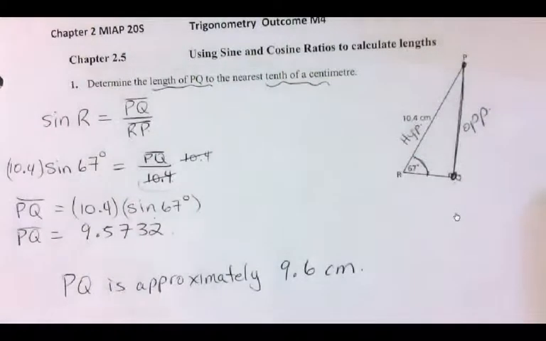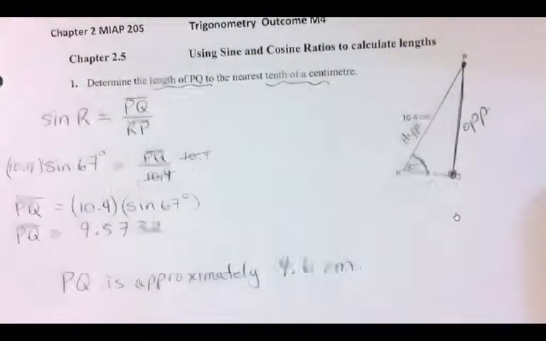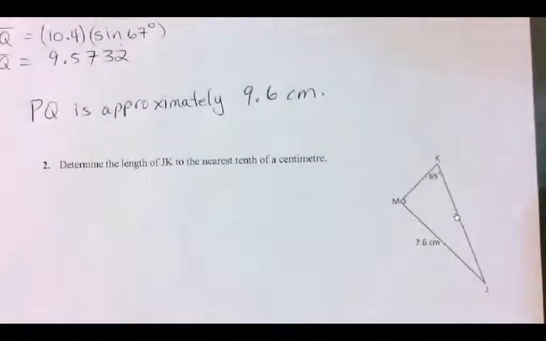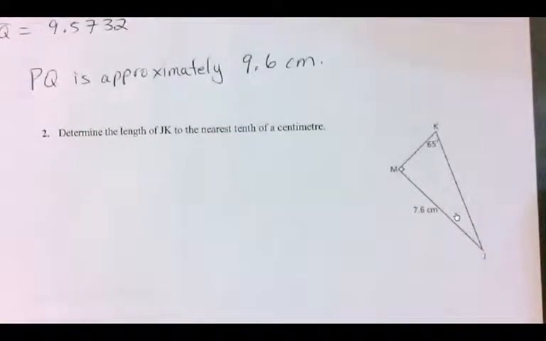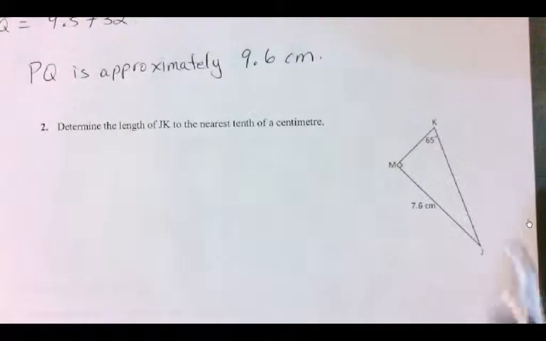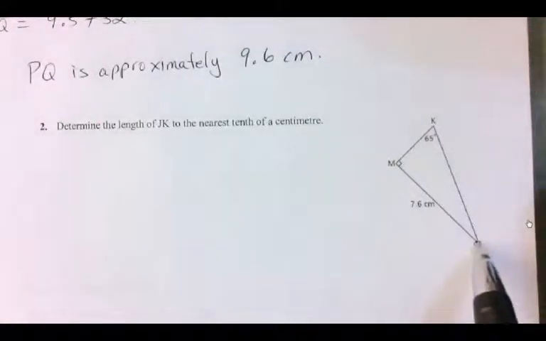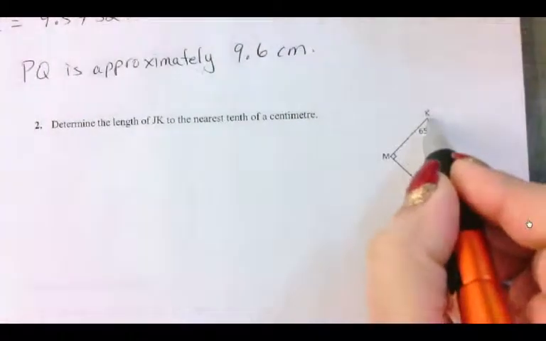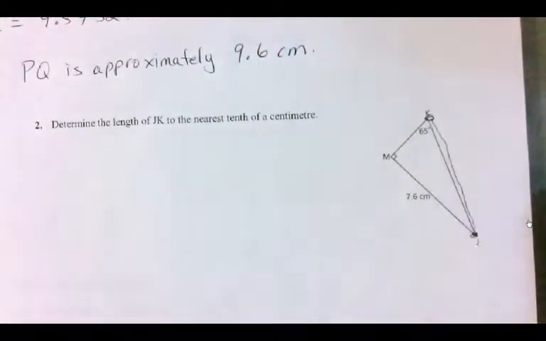All right. Next question. It says determine the length of JK to the nearest 1/10 of a centimeter. So first let's find where JK is. JK is from this letter J, and I draw a straight line to K. So it's this one right here. That's what I'm trying to find.